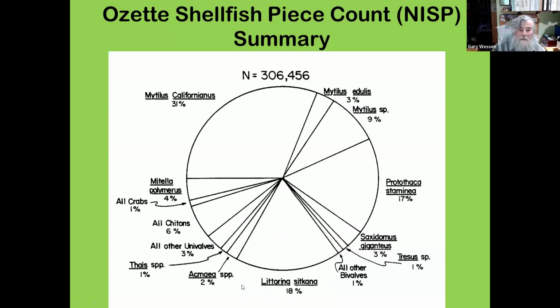Univalves are 18, 20, 24% of the sample, and those Sitka periwinkles are 18 of the 24%. There's gobs of them. Chitons, all chitons are 6%, all crabs are 1%. Mitella, that's another kind of barnacle, gooseneck barnacle. Cephalopods are less than 1%. They don't even show up here.